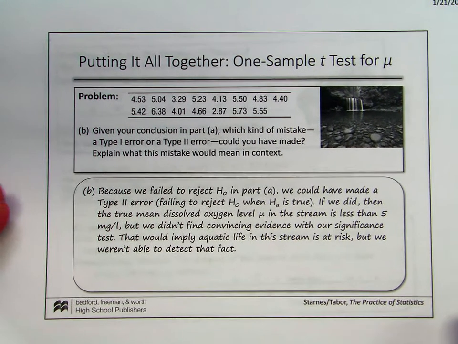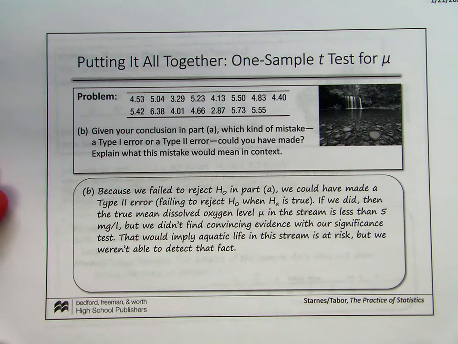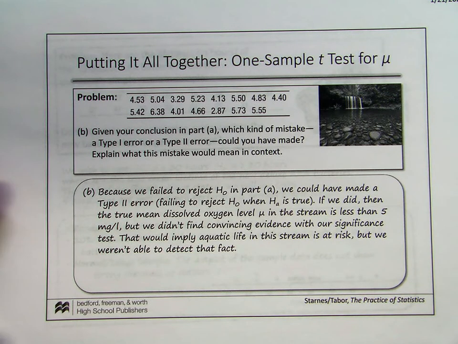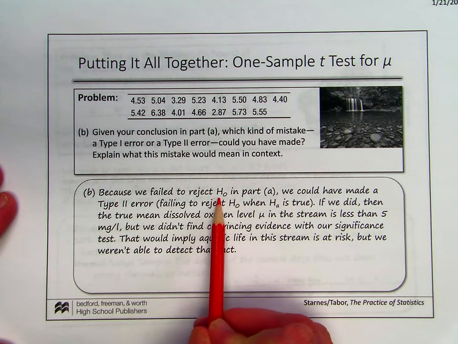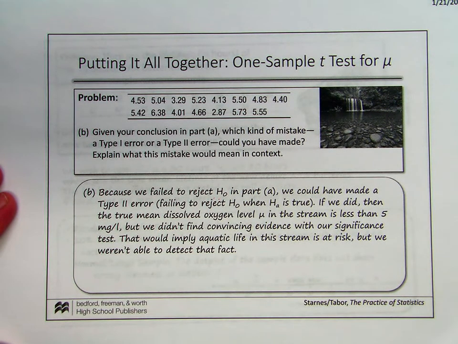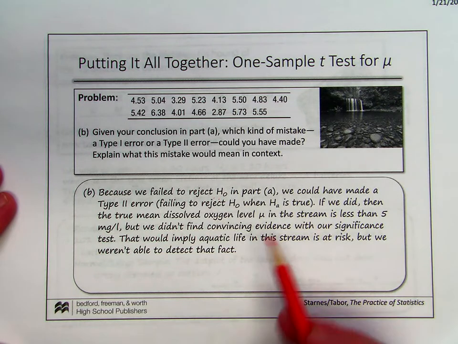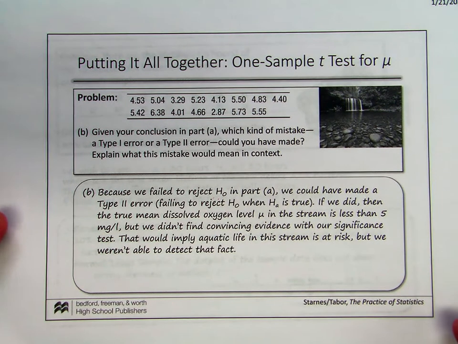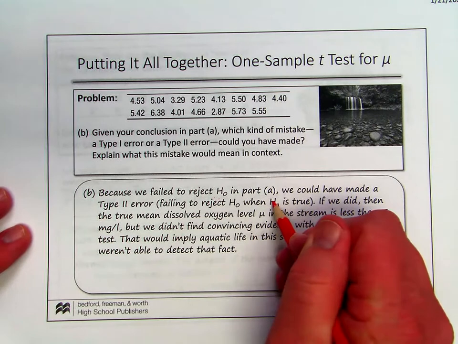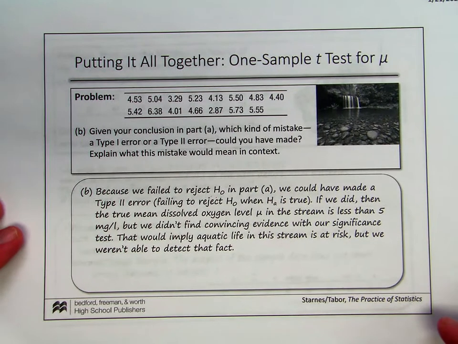Okay, so I'm a fan of starting off by definition of, like, well, what did you do here? We failed to reject the H0. If you fail to reject the H0, that means it's possible you made a type 2 error. A type 2 error is failing to reject when your H0 is false. Or you could replace that with Ha being true. That would also be acceptable.